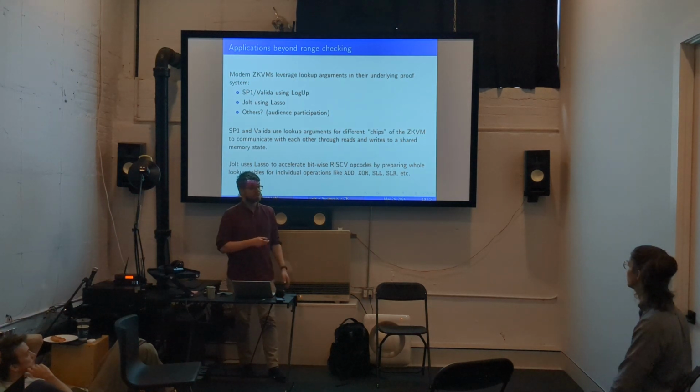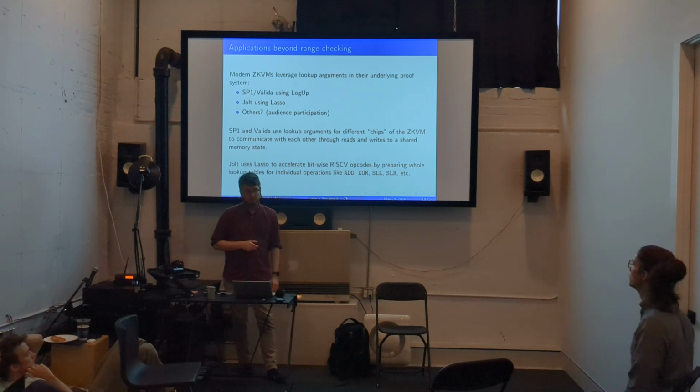But that's not the only piece, right? It also has a similar read-write memory that's being used so that different tropes can communicate with each other. And then I'm sure there are other really cool, tricky things happening with different zkVMs and how they use lookup arguments.